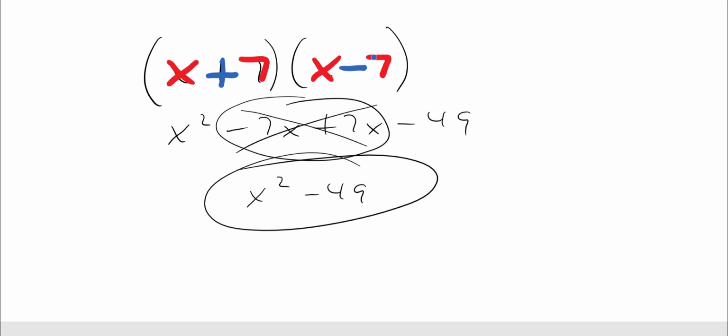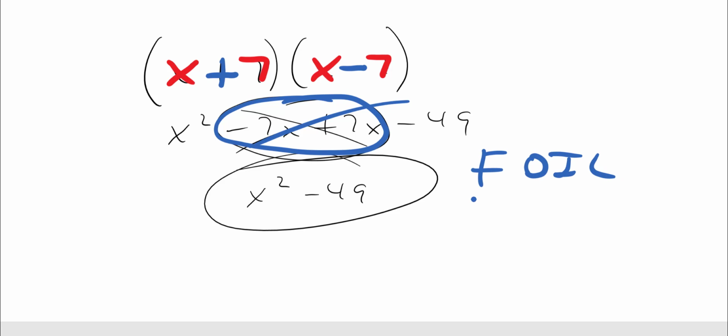If that happens, this will always cancel right here. It will always cancel. Those middle terms will always cancel. So when you're doing FOIL, the F and the L will stay, and the OI, outside, inside, will always cancel. Okay, if you guys remember, this is from back in the day.